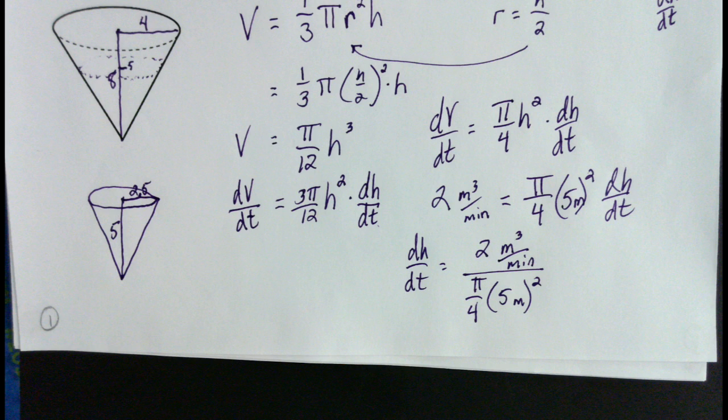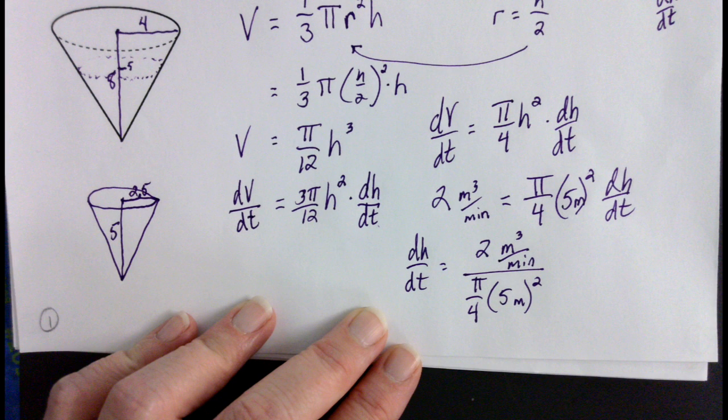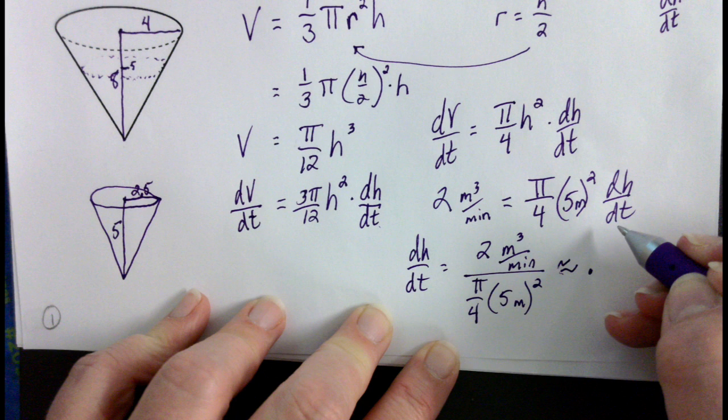Okay. If you look at the units, it makes sense. I have cubic meters on top and square meters on the bottom. So that's just going to be meters per minute, and that is a rate of change of the height. For a second there, I forgot what I was looking for.